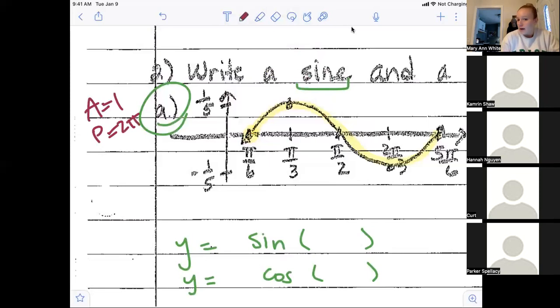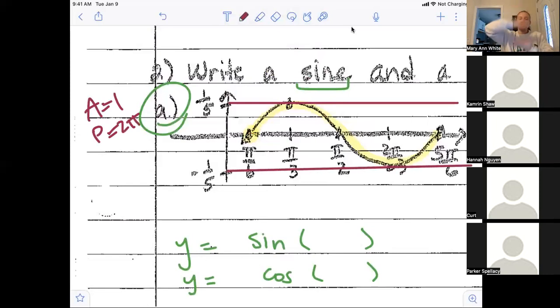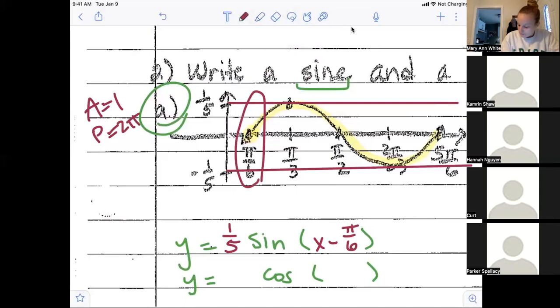So I'm asking, are there any changes to that? Did I move left and right or up and down any? What I notice is that it goes as high as 1/5 and it goes as low as -1/5. That's adjusting its height, its vertical stretch and shrink. That's its amplitude. So out front, my A becomes 1/5. I also know that it doesn't start at 0. Its first point is at pi over 6. So that means I moved left and right. In this case, I moved right. So I'm going to do x minus the starting point, pi over 6.